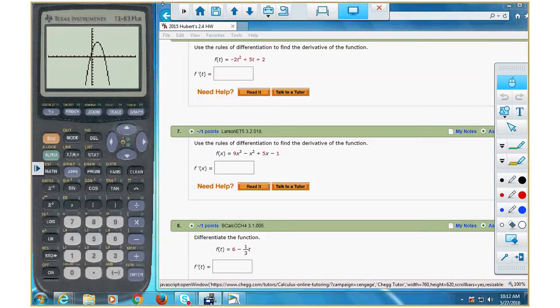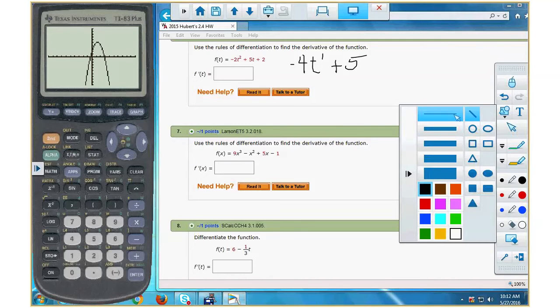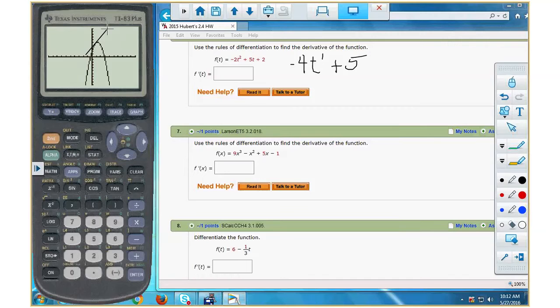So what is the derivative? Well, that would be 2 times negative 2, which is negative what? Negative 4t to the first power plus 5. And that is your tangent line, and you can put your tangent anywhere on that line. You can put it right here, but it's best to put it where you can see a change. So I'm going to put it right there.